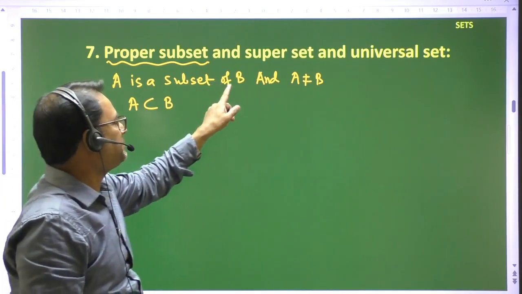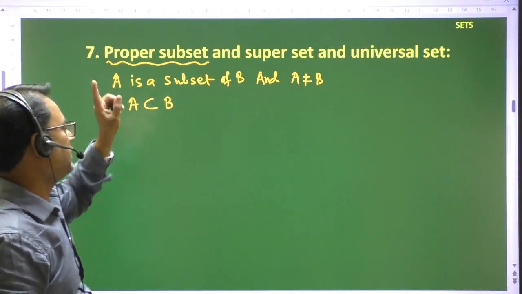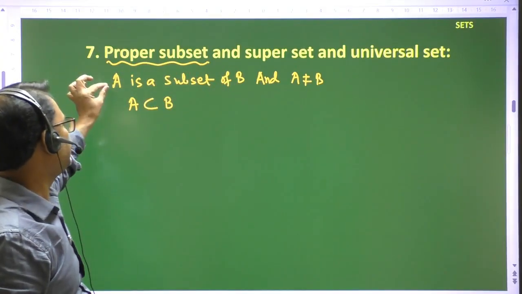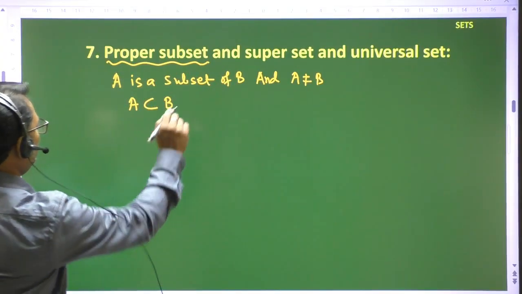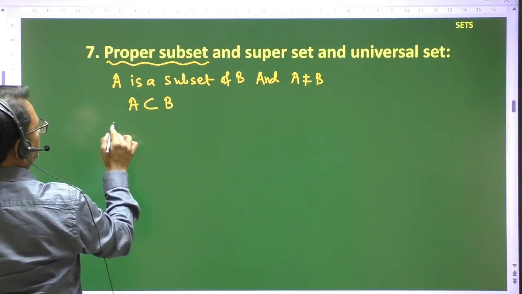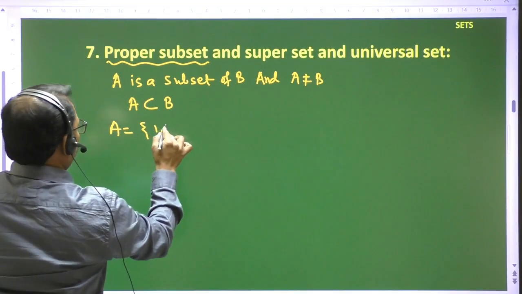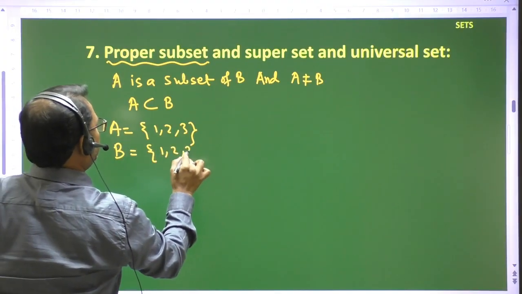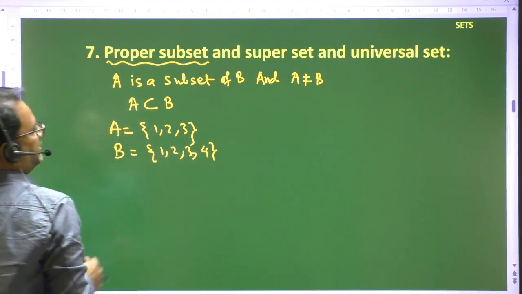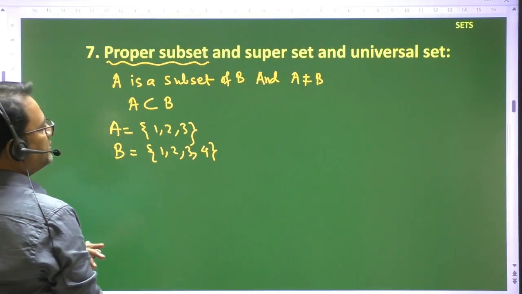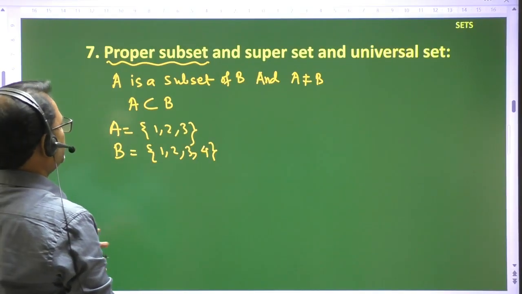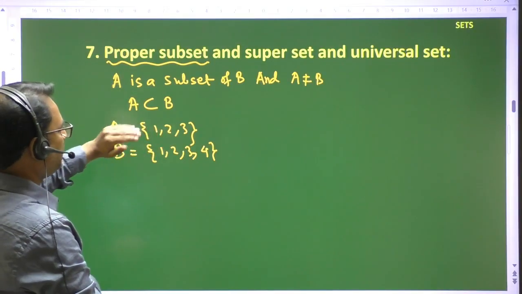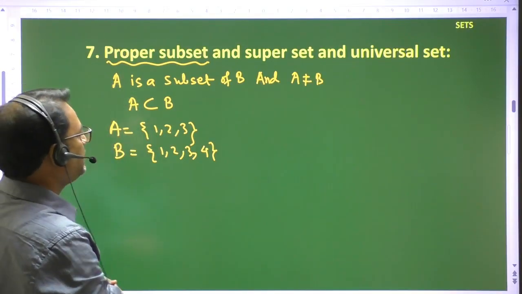That means in the set B at least one element is present which is not in the set A. For example, suppose A has 1, 2, 3 and B is 1, 2, 3, 4. At least one extra element is present in B, then the proper subset concept comes into the picture. That means A and B can never be equal. Every element of A belongs to B, but there is at least one element in B which is not present in A.